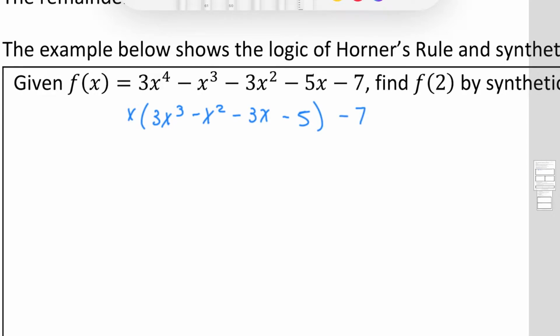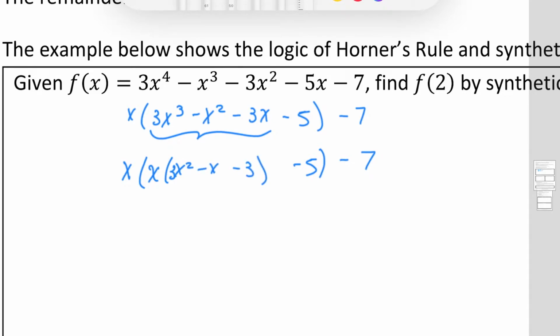Now, I'm going to copy the x, and I'm going to copy the minus 7 and the minus 5 that's right here. And then I notice that these terms here all have a common factor x, so I'm going to factor that common factor x out. That would leave me with a 3x squared and a minus x and a minus 3. And you can prove every factoring by simply distributing through, multiplying, and seeing that it gives you the thing above.